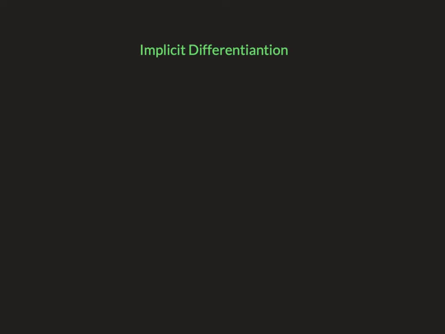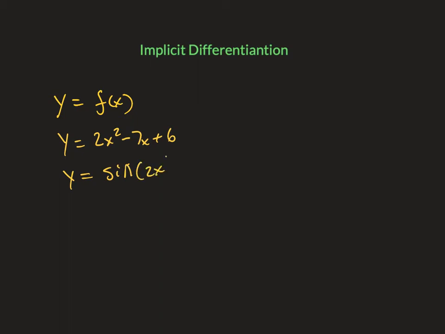Today we're going to talk about implicit differentiation, and this is a technique that we often use when our expressions are not written explicitly as functions. So far in our studies, we've been working with functions that were defined explicitly, and by that I mean we have y equals, and then the function is written over here on the other side in terms of x. So y equals 2x squared minus 7x plus 6, or y equals sine of 2x.